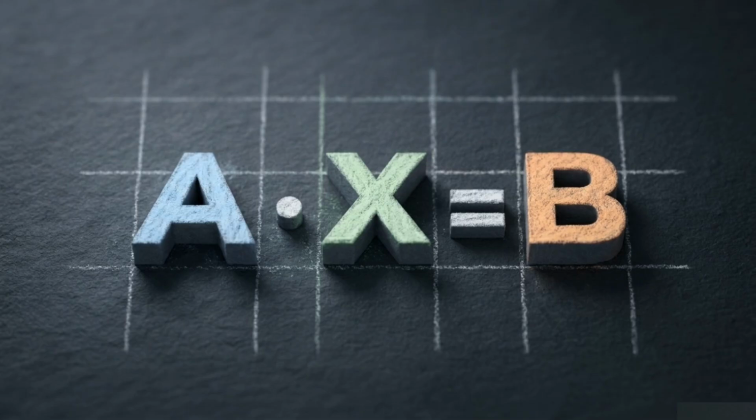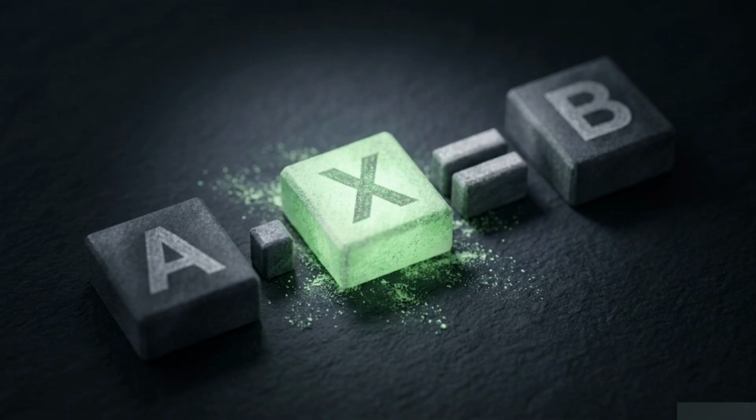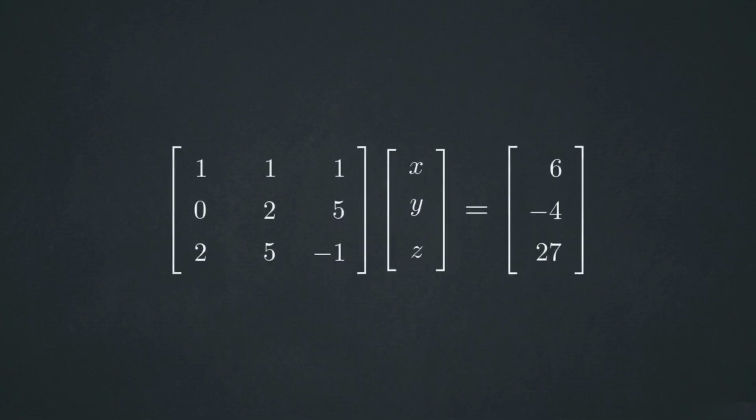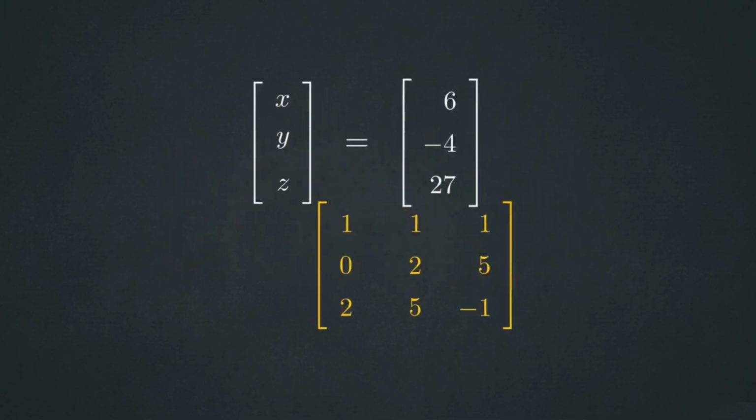Successfully extracting these coefficients gives us a clean mathematical setup. Matrix A times matrix X equals matrix B. Our goal now is to isolate matrix X, the variables we actually want to solve for. That means we need to move matrix A off the left side of the equation.